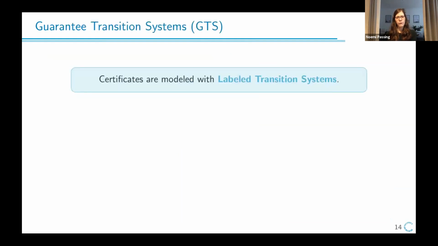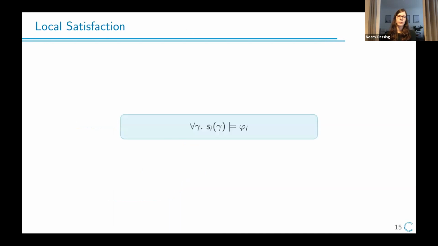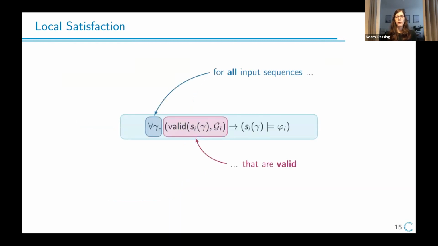So our certificates are modeled with label transition systems, and therefore we have to slightly adapt the requirements of certifying synthesis, or their formulation. We now require that our strategy locally satisfies the specification with respect to the other guaranteed transition systems. What does that mean? Well, in classical satisfaction, we require our strategy to satisfy the specification for all input sequences. In local satisfaction, in contrast, we only require to satisfy the specification for all valid input sequences with respect to a set GI of guaranteed transition systems.